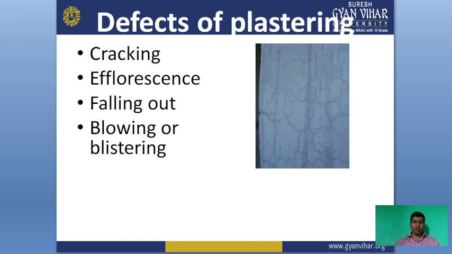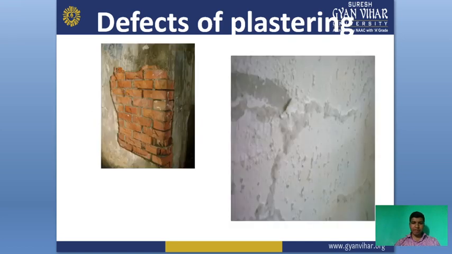If we use more cement or more sand, efflorescence will occur. And falling out, if we do not give proper curing to the plastering, it will fall out from that surface. This figure shows the defects of plastering. Efflorescence is included, and blowing also occurred in our plaster. Cracking also occurred, and falling out also occurred in this photo. These pictures show the defects of plastering.